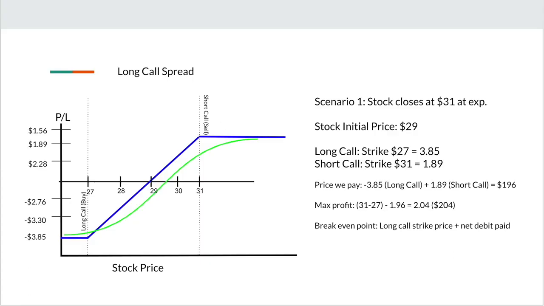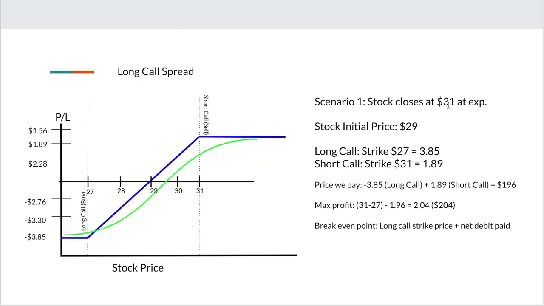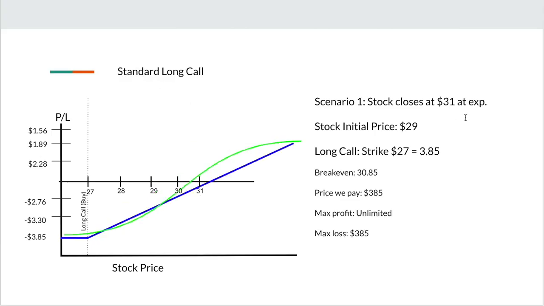So let's compare the profit potential between the long call spread and the standard long call at expiration if the stock expired at 31. With the standard long call, if the stock expired at 31, then you would only be making 15 bucks. The way you calculate that is you take your break even and subtract that from the point at expiration. So whatever the stock expired at, you subtract 31 from 30.85, and you only end up making $15 on this long call if held till expiration. As you can see, you risked a lot more for a small gain.